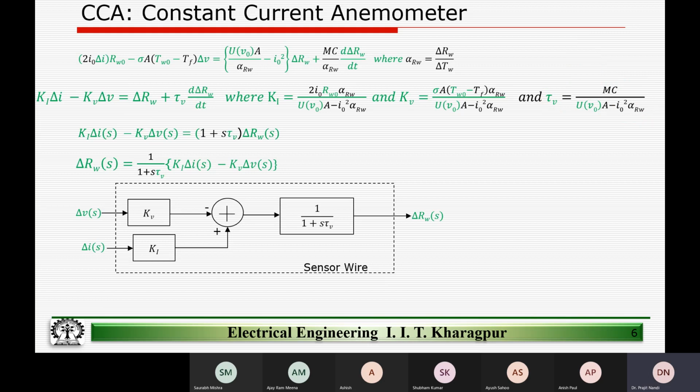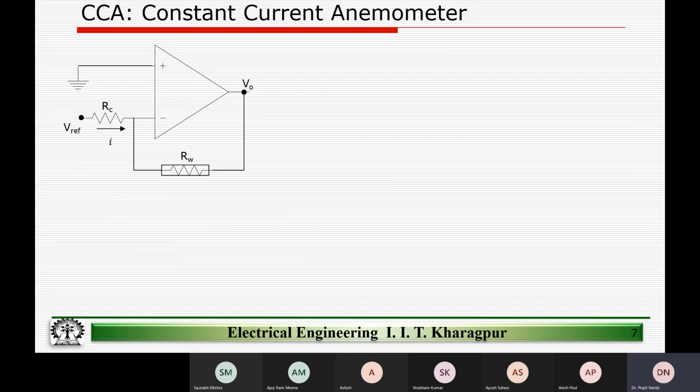This is an open loop system, and there is only so much we can do. These kinds of time constants will be on the order of milliseconds. I'm going to discuss this in the next slide. So what we can do is this can be our constant current anemometer. This kind of makes sense, right?